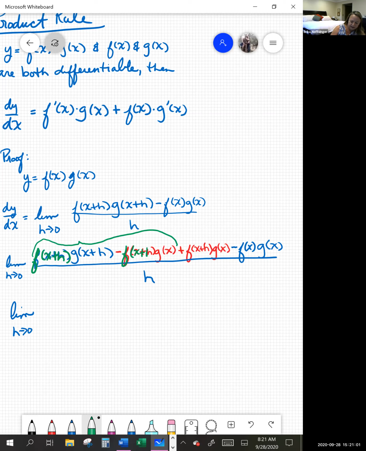So when we write this first fraction, let's pull out that f of x plus h from both of those terms. If you pull this f of x plus h out of f of x plus h times g of x plus h, you're left with the g of x plus h. And if you pull out that f of x plus h from this minus f of x plus h times g of x, you're just left with a minus g of x. And this is all over this h.